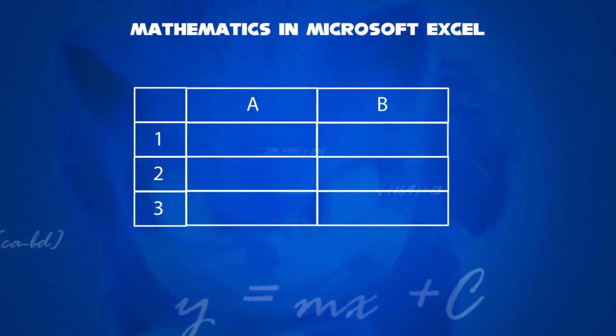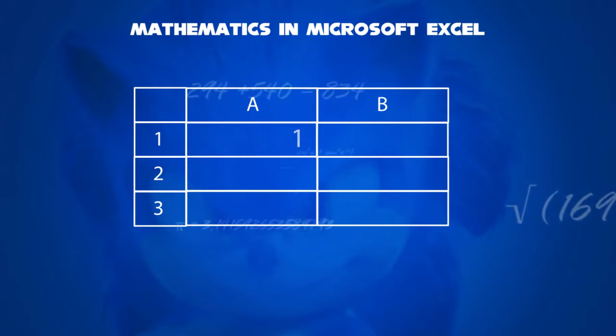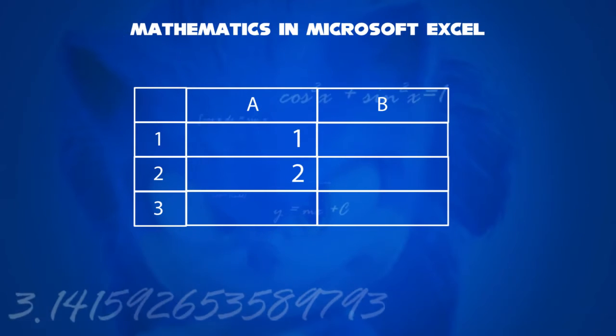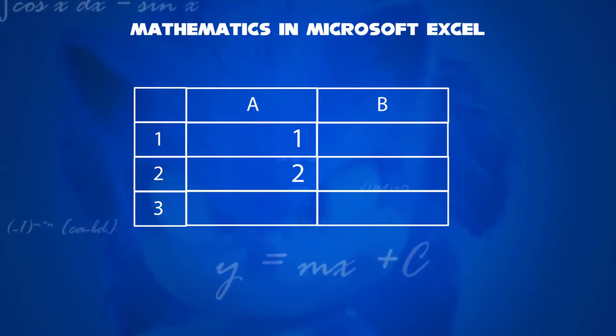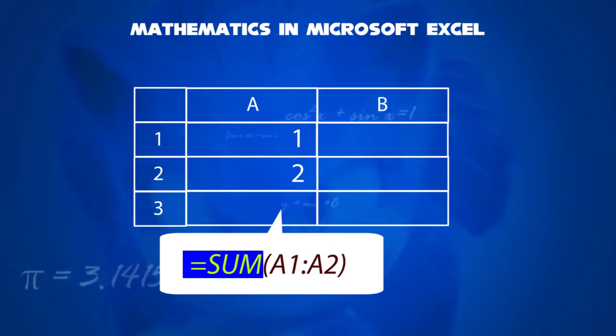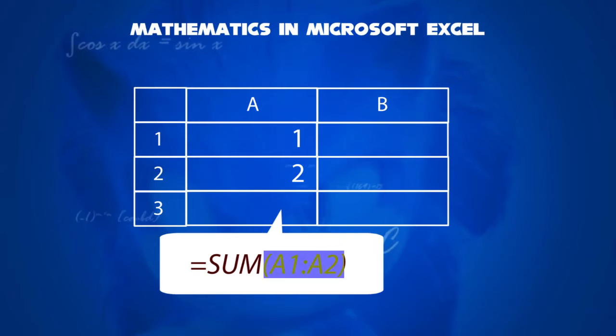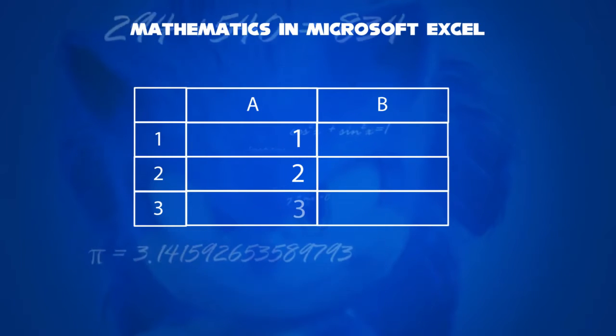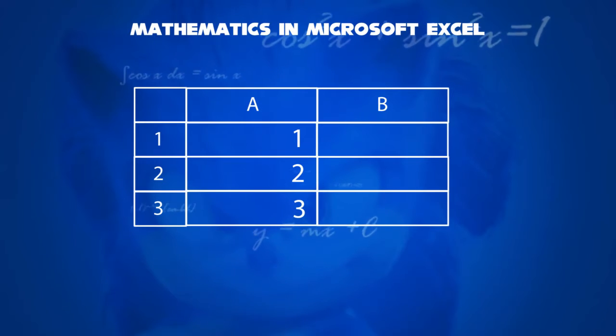Let us begin with the cell entries, for example. Type number 1 in the cell A1, and type number 2 in the cell A2. And what you can find is the sum on cell A3. Put an equal sign, then sum. Then write cell numbers in parentheses. A separator uses a colon between two cell numbers A1 and A2. We get an output of 3, as a sum of 1 plus 2 on cell A3.